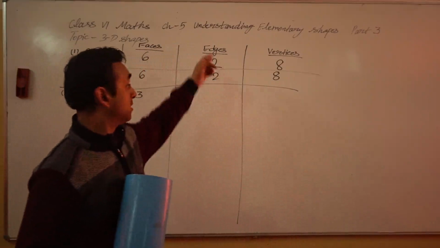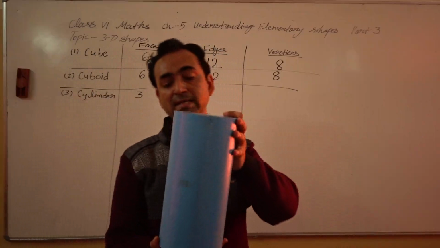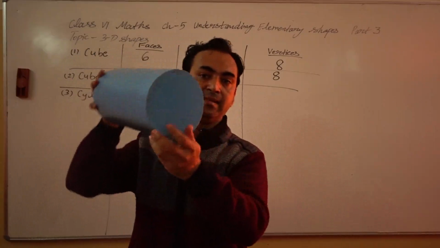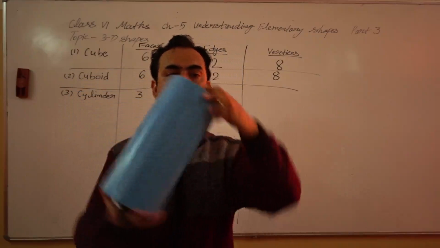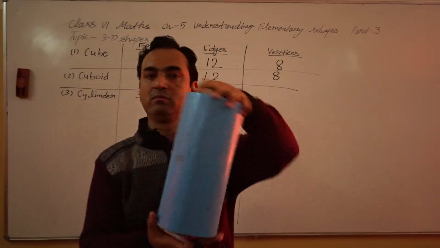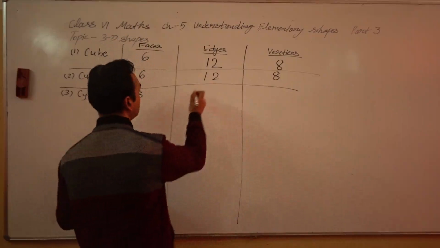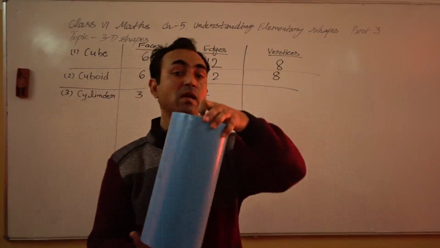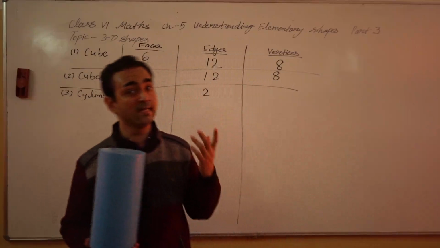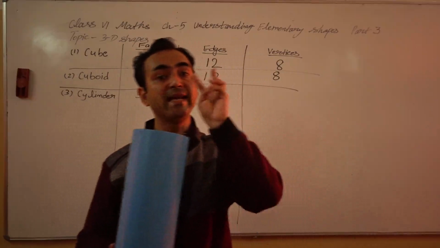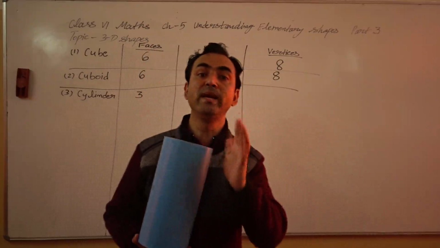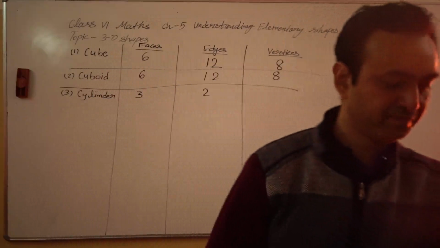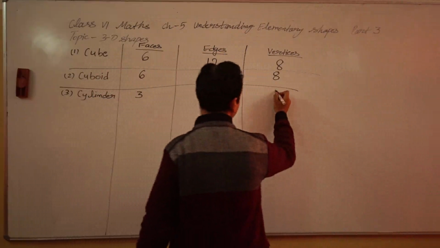Now we count edges. You can see there is no straight edge. There is a curved edge. You can see this is a curved edge. So 1 and 2. Only 2 edges. Now we count vertices. The definition of a vertex is that a minimum of 3 edges is required to make a vertex. So there are only 2 edges, so there is no vertex. So there are 0 vertices.